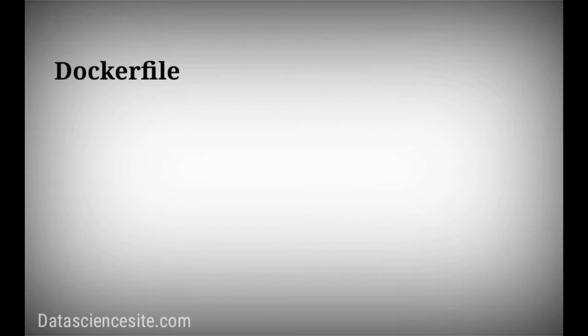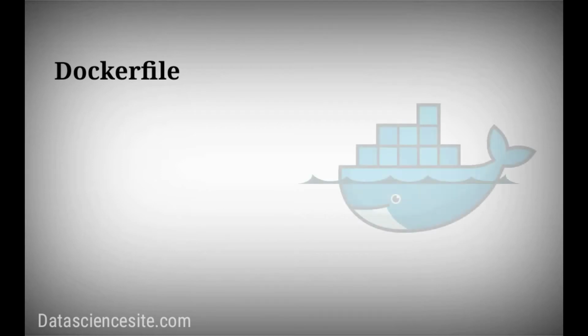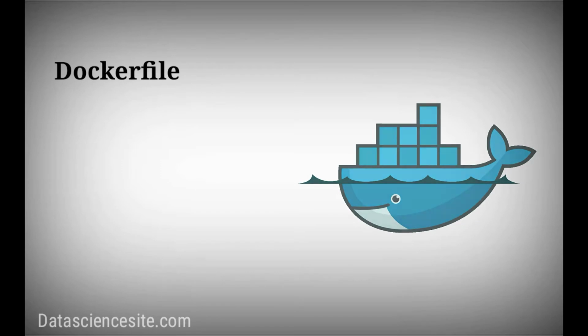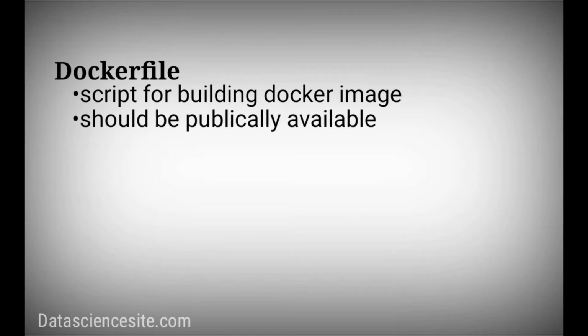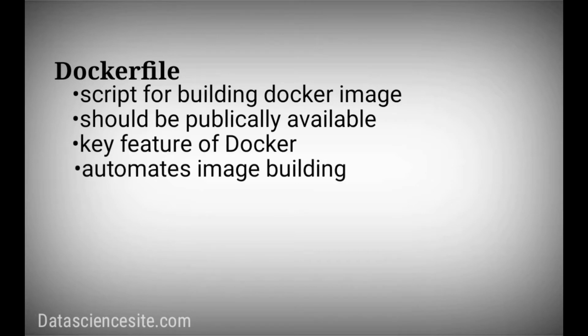So, let's begin. Dockerfile plays a vital role in creating a Docker image. In fact, it is a script for building a Docker image. You can create a Docker image using a Dockerfile. While creating so, you should make it publicly available. Dockerfiles are one of the key features of Docker. Automating image builds with Dockerfile is a better idea.